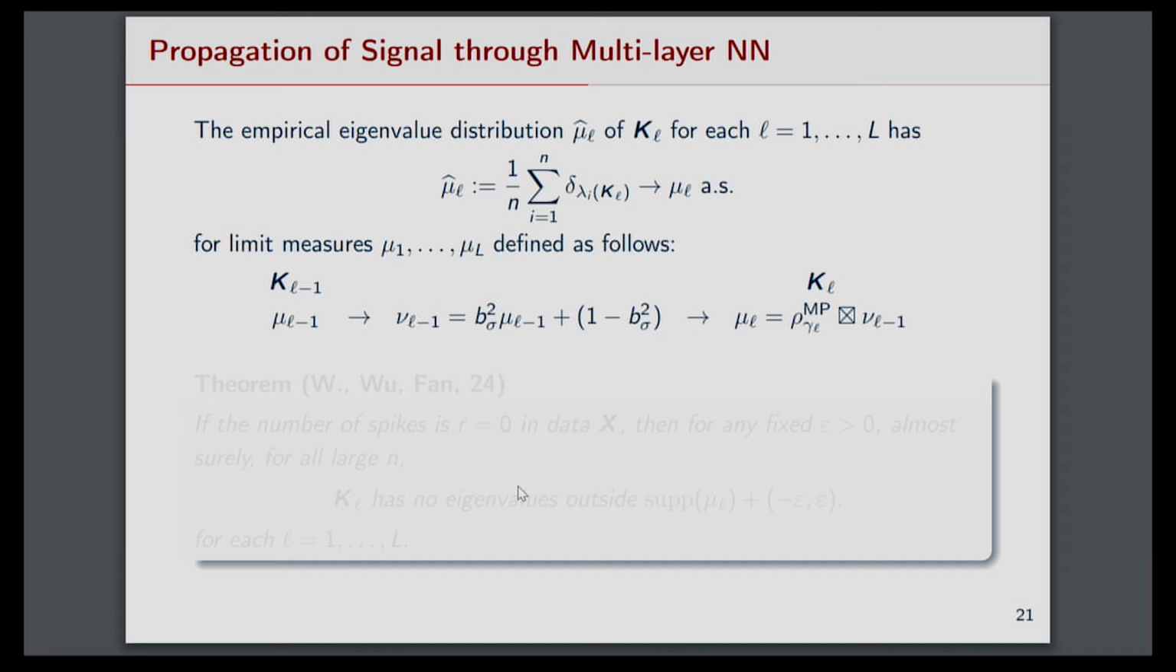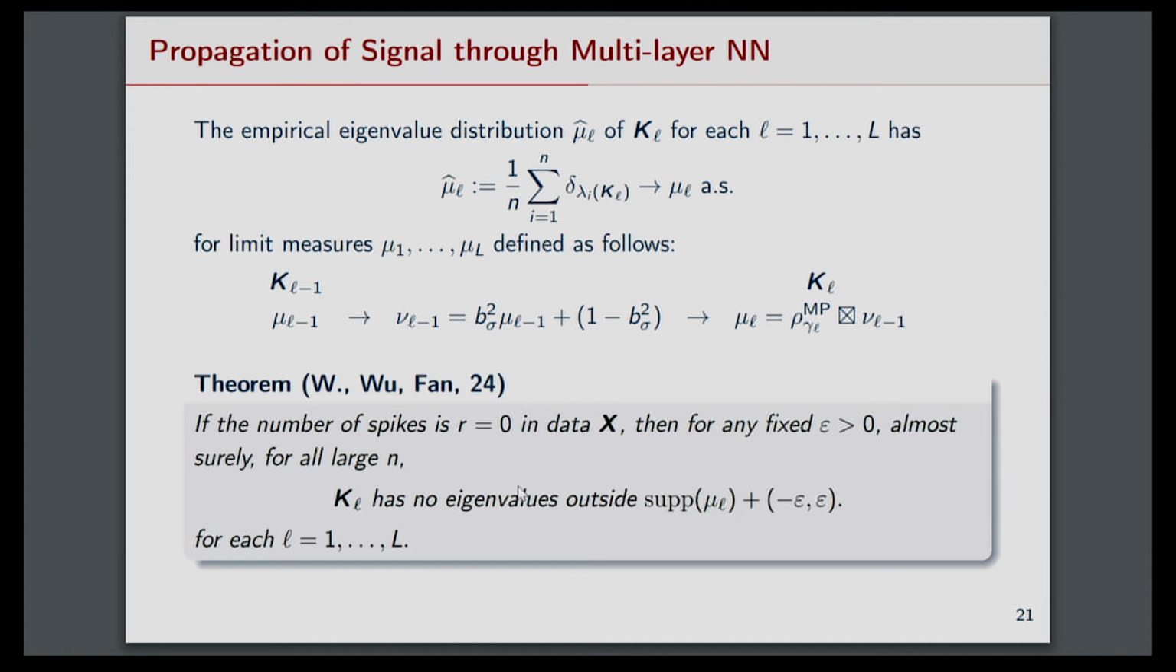As a recap, we studied the propagation of the limiting spectrum before using this Marchenko-Pastur map. The first result we have is in the null model, where there is no spike in the data set, suppose R is 0. We can prove that asymptotically all the eigenvalues will converge to the support with high probability for each hidden layer. So this is a null model. We can exclude some non-informative spikes in the random case.